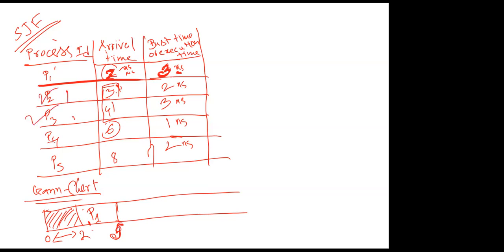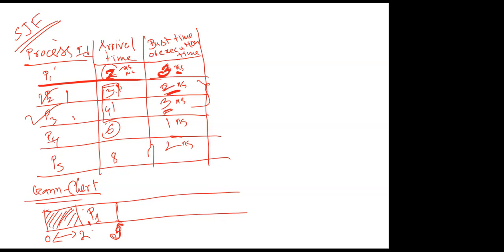So from these 2 processes, P2 and P3, which process will be scheduled by your CPU? In the SJF algorithm, it will schedule the process that has the least burst time or execution time. Here P2 needs 2 nanoseconds or 2 time units, and process P3 needs 3 time units. So P2 needs less burst time or execution time than process P3.